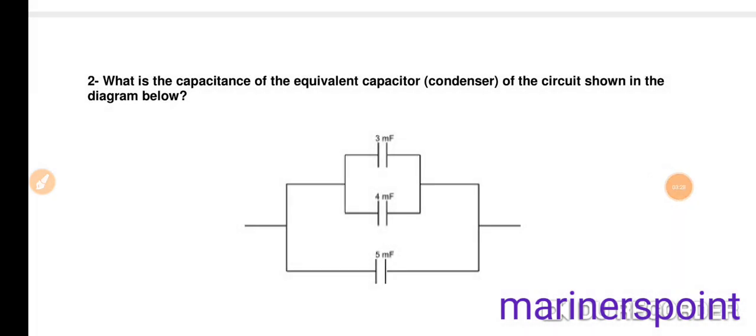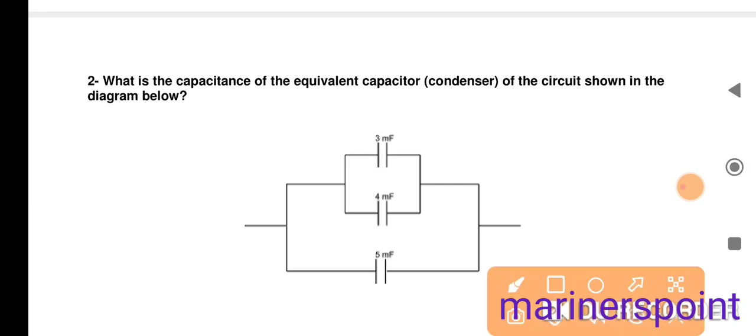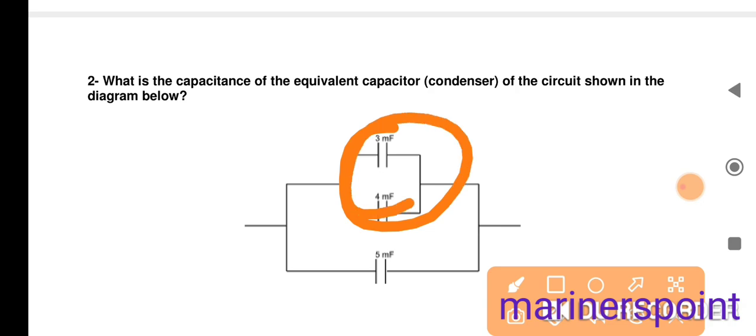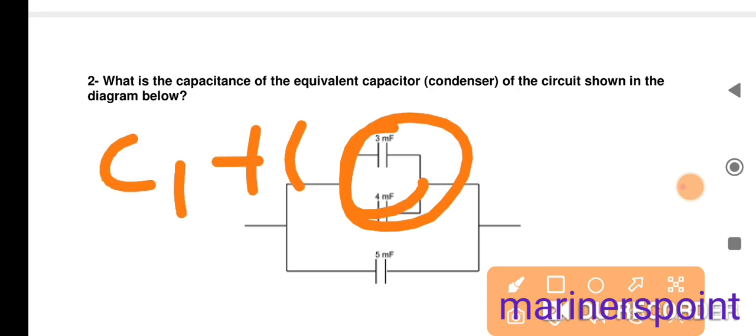Okay, the second question is you have to find the equivalent capacitance. It is a very easy question, you can solve it easily. The main concept of solving this type of question is how to calculate the capacitance. It is opposite to finding the equivalent resistance. Here we can see easily that these are in parallel. For capacitance they will add, that means 3 plus 4 is 7.